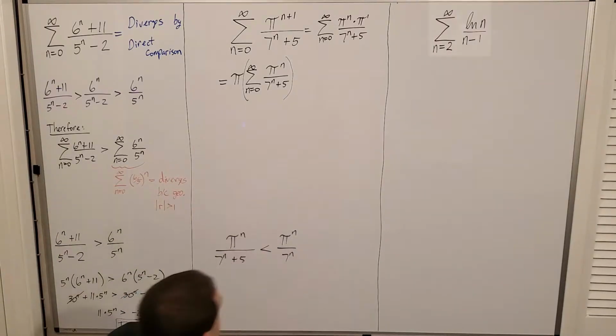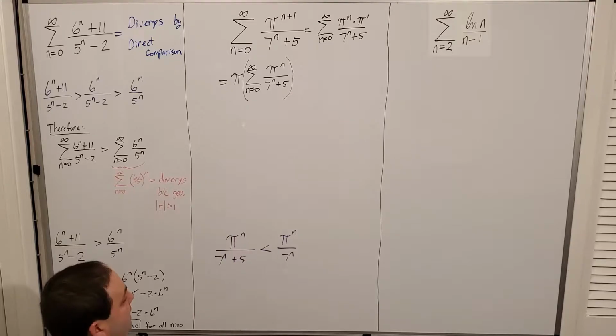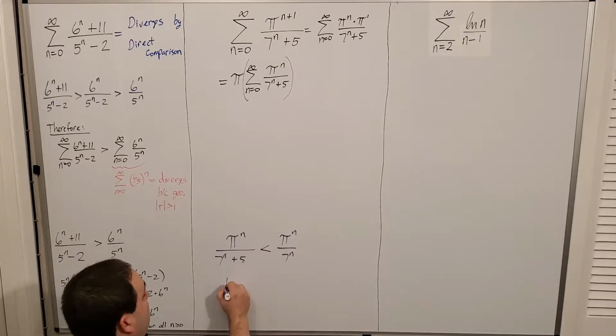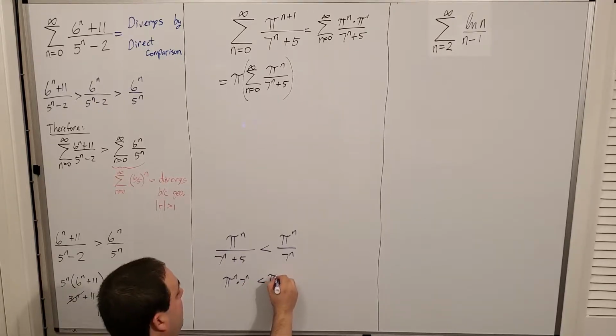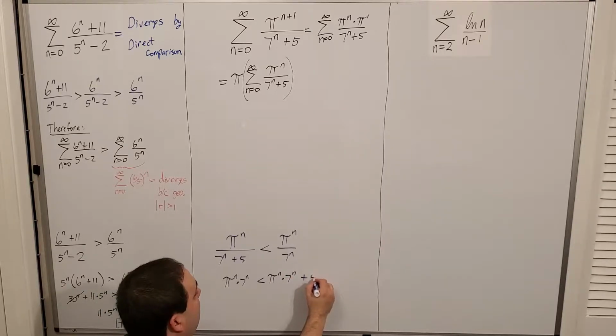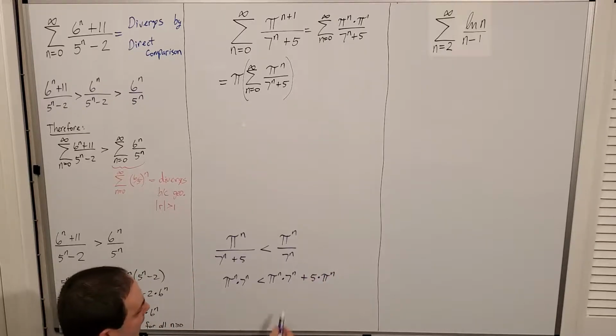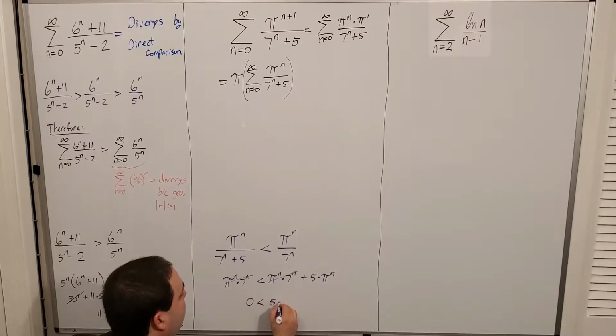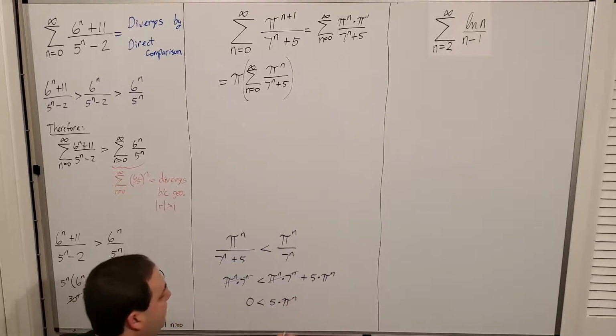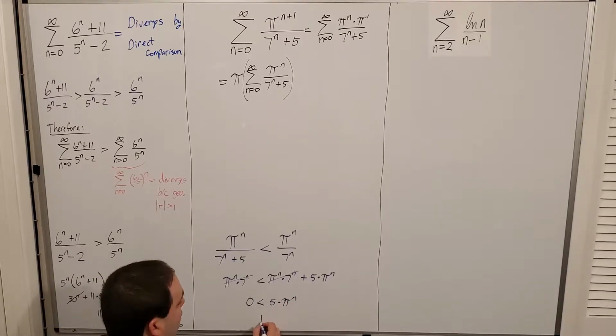Same maneuver as last time. I'm just going to do the multiplications. I'm going to get pi to the n times 7 to the n is less than pi to the n times 7 to the n plus 5 times pi to the n. I can subtract these from both sides, and it's just going to give me 0 is less than 5 times pi to the n.